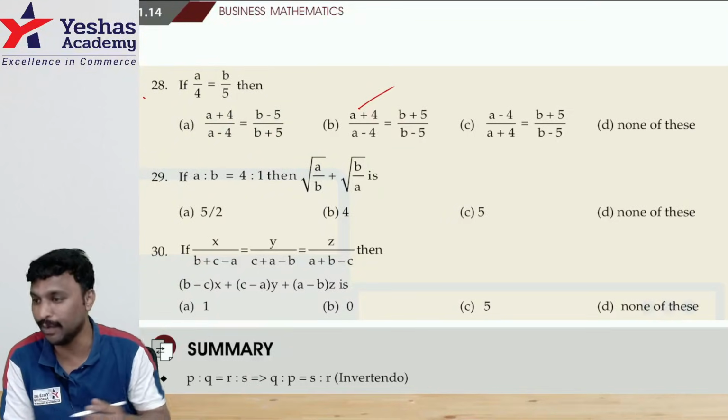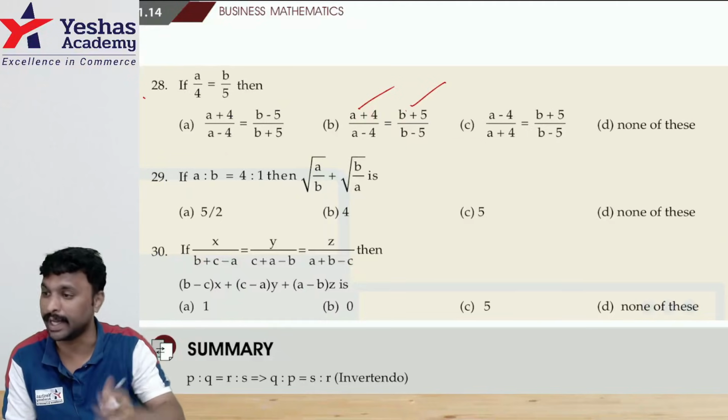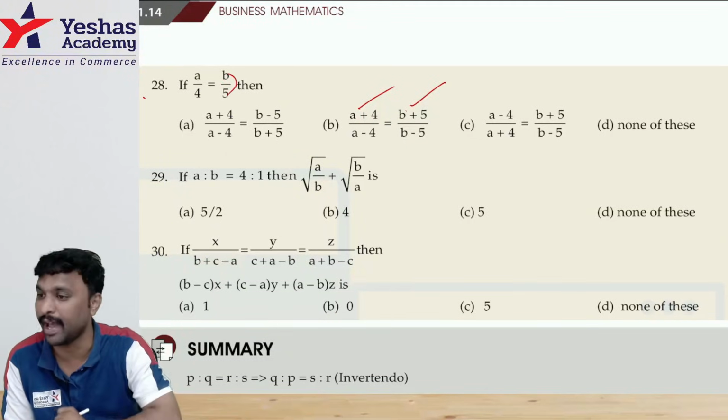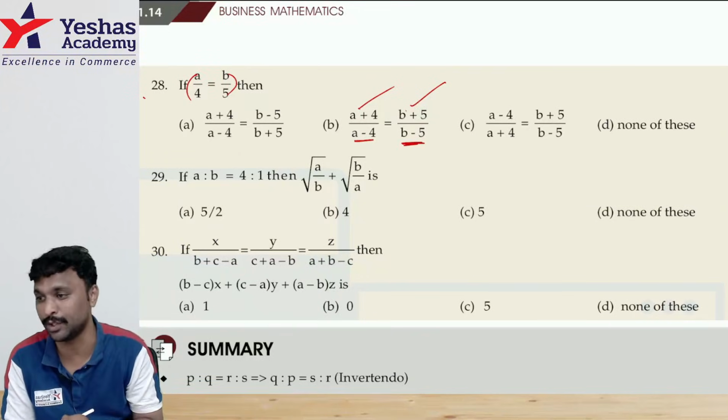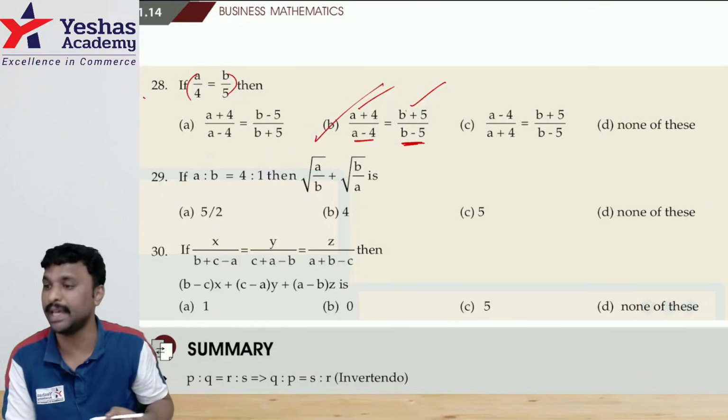Numerator is componendo, numerator is again componendo, because b plus 5. Denominator is a minus 4, that is dividendo. Denominator is b minus 5, that is dividendo. So option B is the right answer.